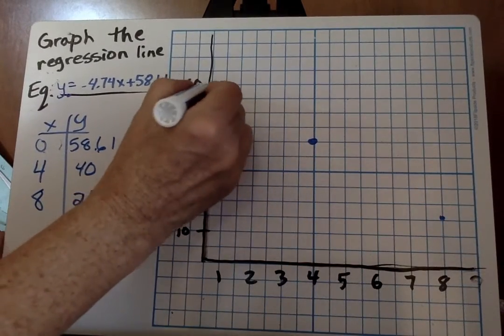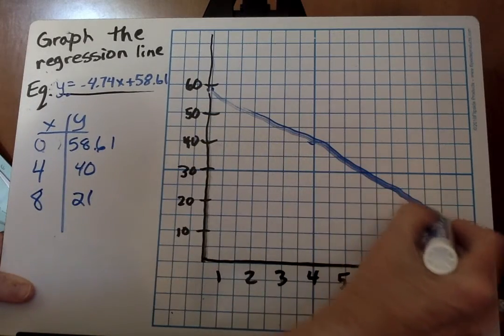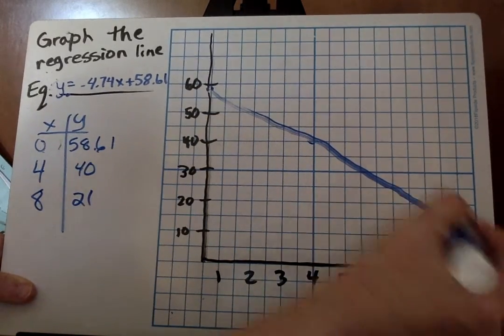Okay, so our line of regression basically goes like that.